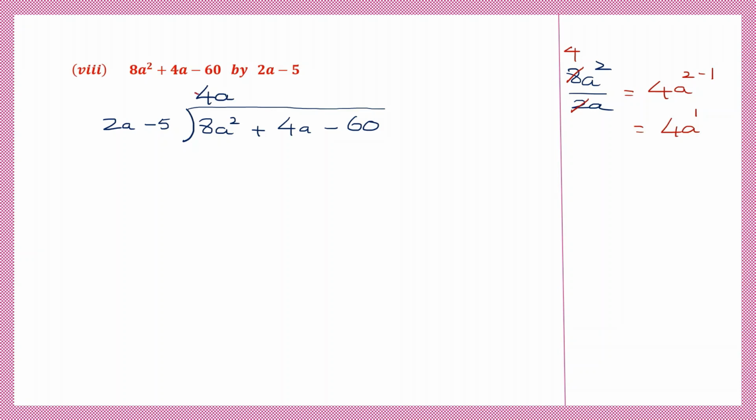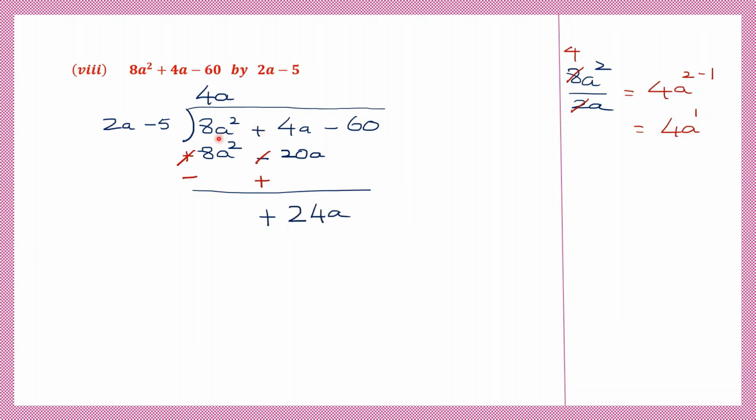Now multiply 4a into 2a. 4 2s are 8, and a into a is a to the power of 2. Now multiply 4a into minus 5. So the sign will be minus. 4 5s are 20, and we write a. So we finished with this part. Now we need to subtract. So this is plus, that's going to become minus, and minus is going to become plus. Now let's work on these. This is 4a and 20a, both are plus, so we can add 4 plus 20, which is plus 24a.